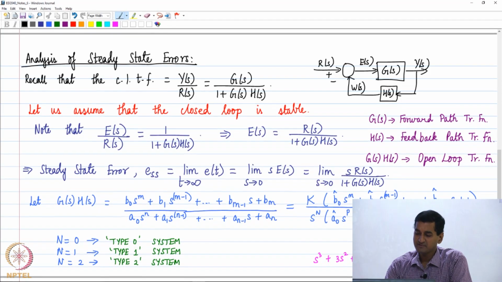So, if you recall what we were doing in the last class, we were looking at steady state error analysis, right. So, that is what we were looking at.